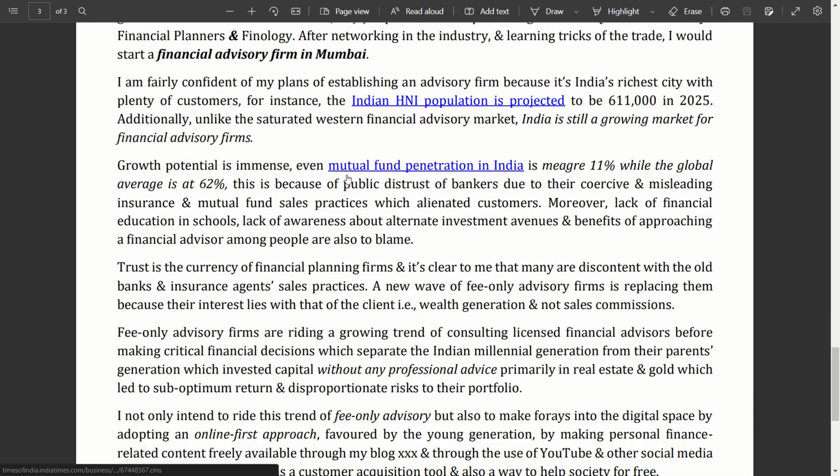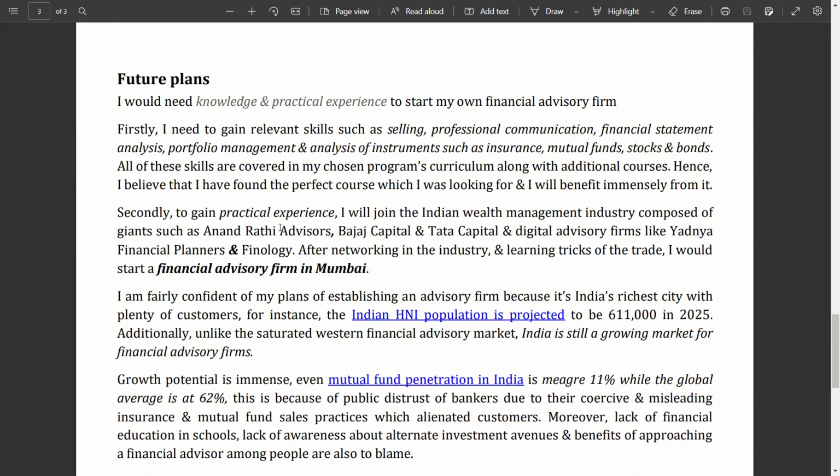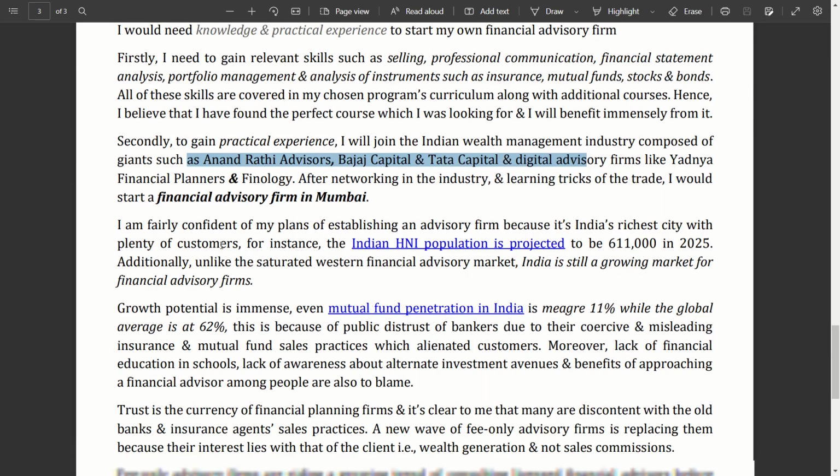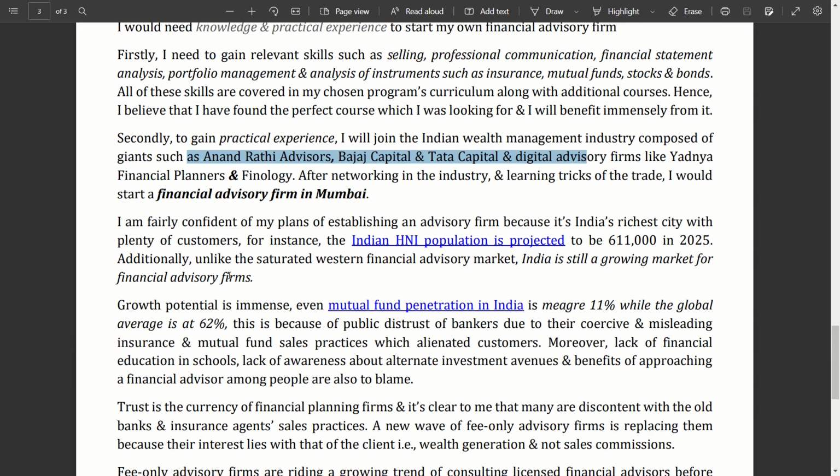So this is basically a link to some statistics from Economic Times or Times of India, saying that the HNI population is going to increase. So you have to give statistics. You can't just say anything willy-nilly. You have to provide evidence for every claim that you are making here. For example, when I am implying that I have done research, I try to provide evidence by mentioning the name of companies. When I make this claim that I will return back to India, I provide evidence by citing another source.